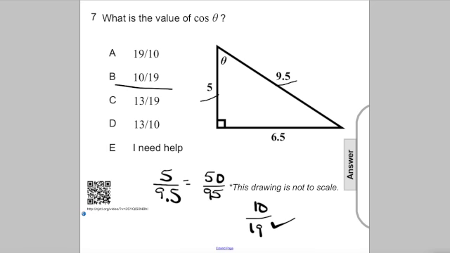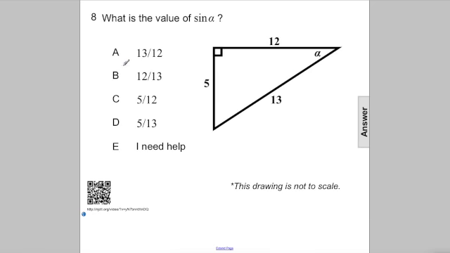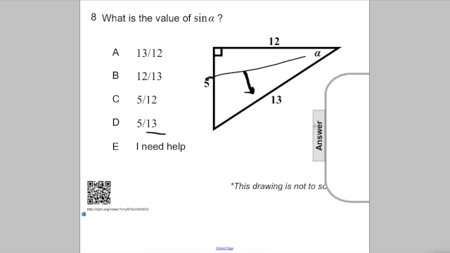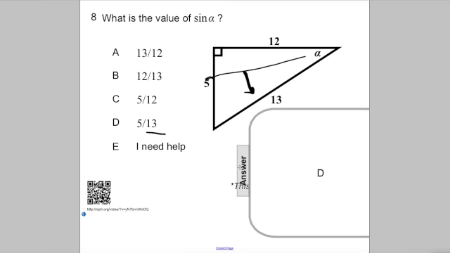Okay, let's see what we have coming up next. Now we have question 8. This is not really applicable to this exercise. The value of sine of A is the opposite of A divided by the hypotenuse of A. That would be 5 over 13. And that's easy. That's right here. And it left it in fractional form, so there was really nothing that complicated to do. The answer is D.